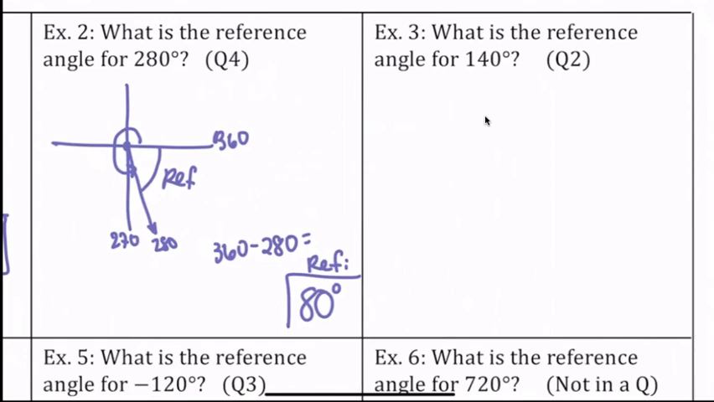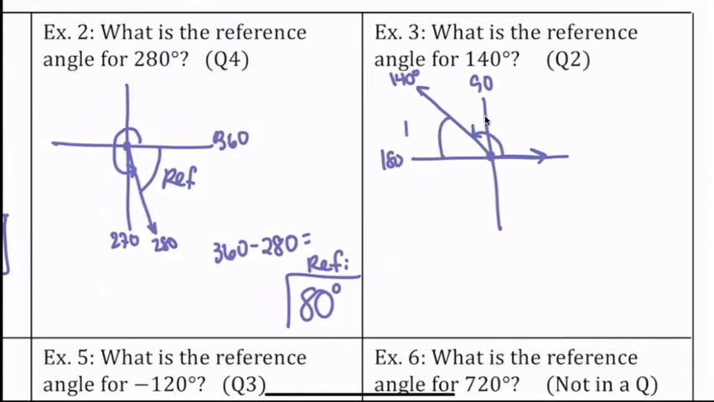What is the reference angle for 140 degrees? It is in quadrant 2. So I'm going to draw quadrant 2. It's from 90 to 180. Here's my starting side. And 140 is probably like there, a little more than halfway. That means here is my reference angle.